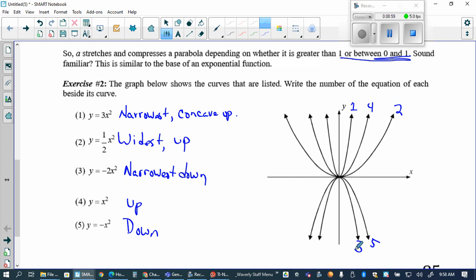If it's greater than 1, it climbs fast and gets skinny. I'm not sure where you're at. Maybe it'll clear up as we move along. But adding and subtracting inside of parentheses, remember, moves it left and right, but what was the trick? Swap the sign. Right, it's opposite of what you think. If you're thinking of shifting the graph, it's opposite of what you think if it's in the parentheses.